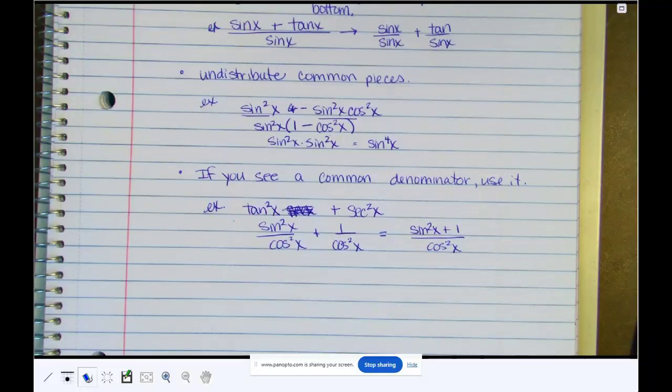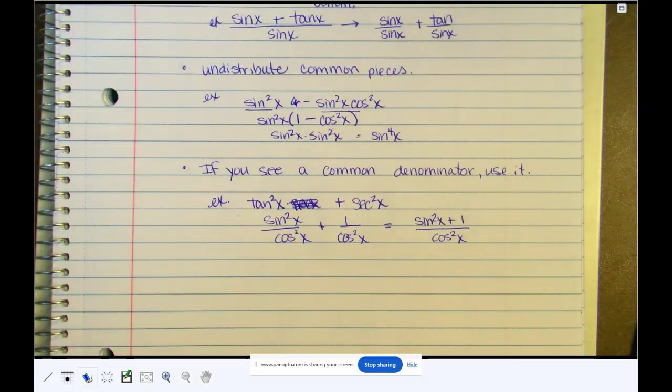Is the top one a dog? Is it the rearranged big dog? Why? Because I'll have to have a minus, right? The big dog is 1 minus sine squared. So I was not paying good attention to that, but that's okay.